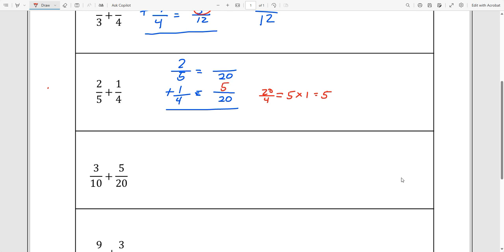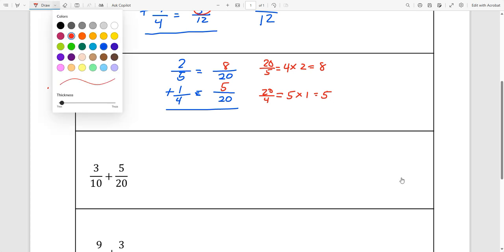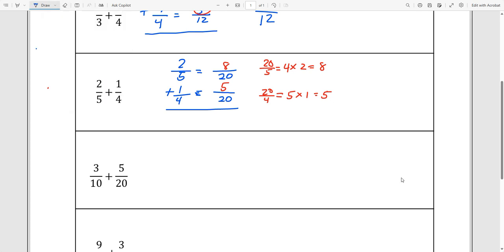So we'll do the same thing here. 20 divided by 5 is 4. So I'll say 20 divided by 5 is 4. 4 times 2 in this case is equal to 8. And so we have 8 here. So then we'll simply add 8 plus 5. And we have 8 plus 5, which is 13. And so our final answer is 13 over 20. So adding up the numerators.